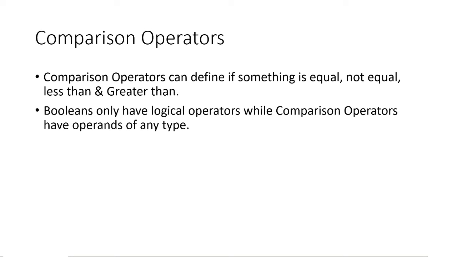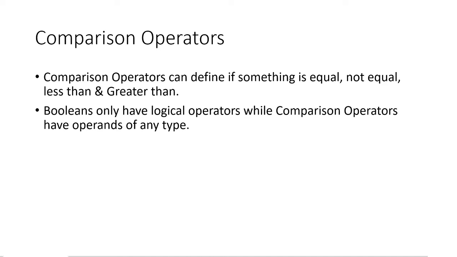Comparison operators can define whether something is equal, not equal, less than, or greater than. Booleans can also do that, but booleans only have logical operators. Logical operators are and, or, and not statements. So booleans have that in a short form.